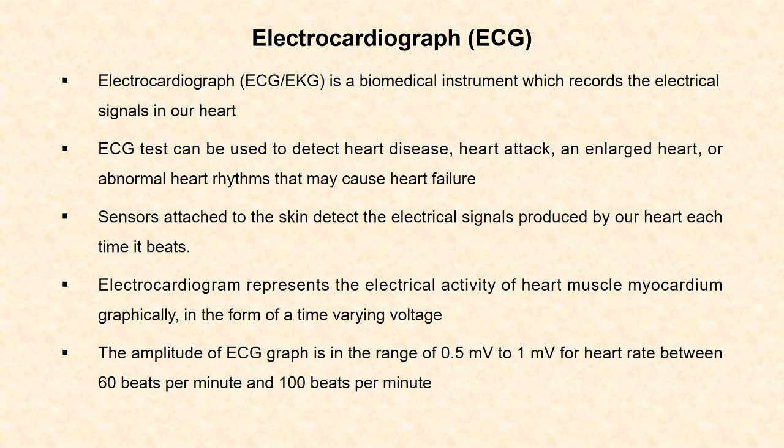This electrocardiogram, ECG, represents the electrical activity of heart muscle, myocardium, graphically in the form of time-varying voltage. The amplitude of ECG graph is in the range of 0.5 millivolt to 1 millivolt for heart rate between 60 beats per minute and 100 beats per minute.